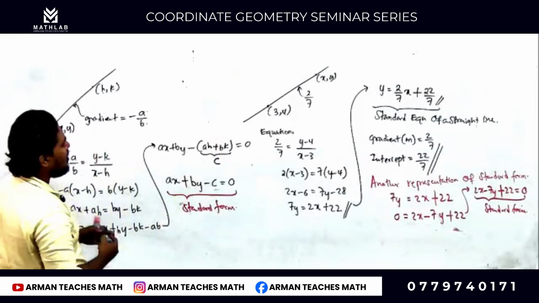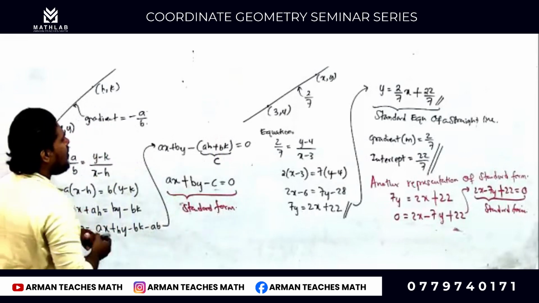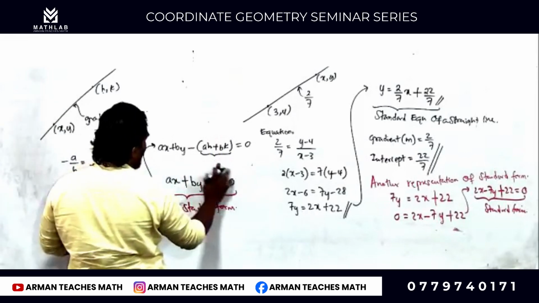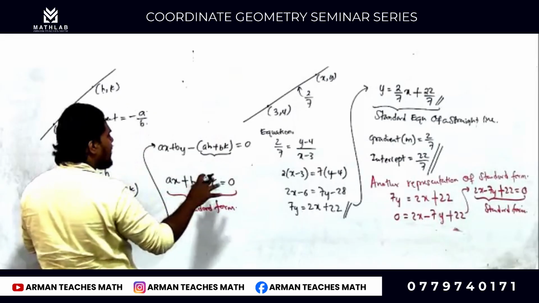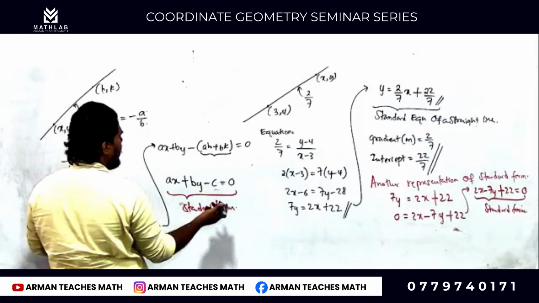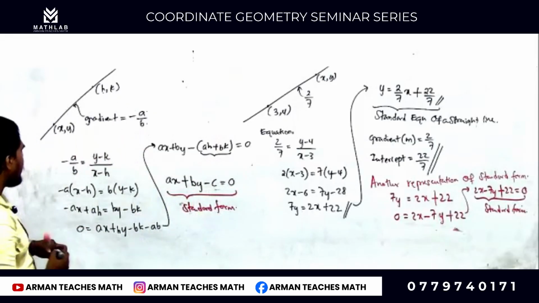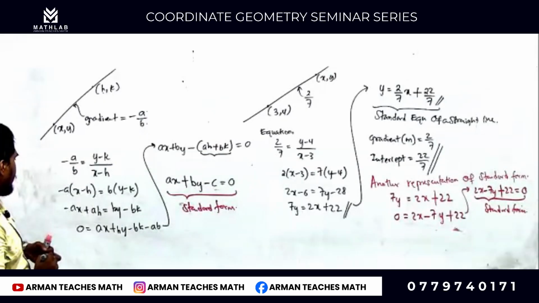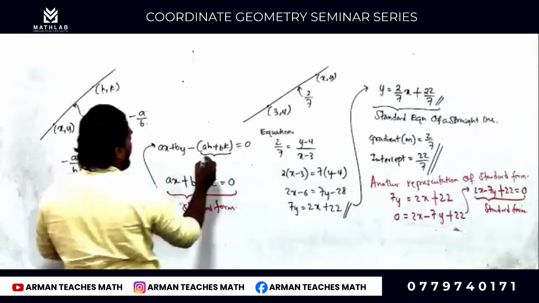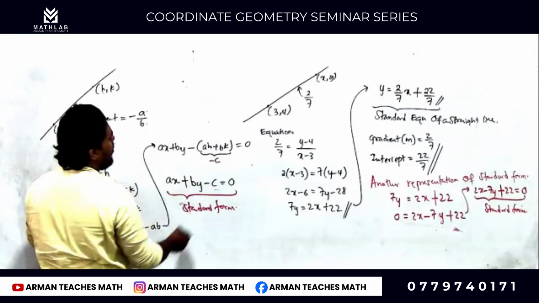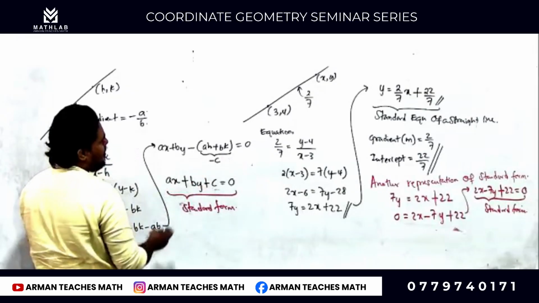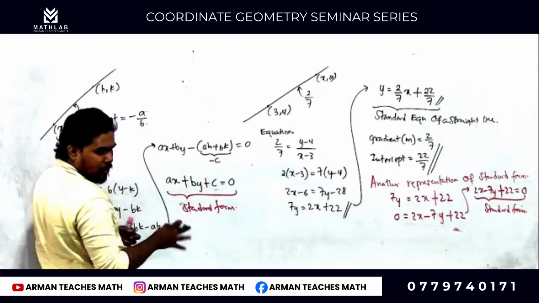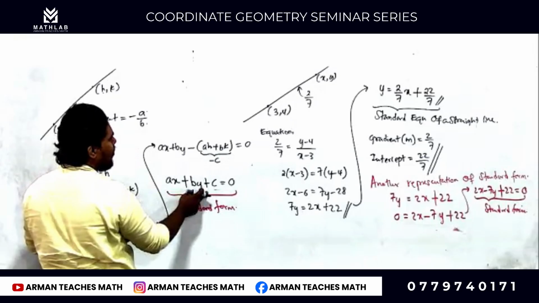So ax plus by minus c equals 0. Just to make the pattern look nice, what I will do is move minus C, so that it becomes plus C here. I only want this to make it look nice.